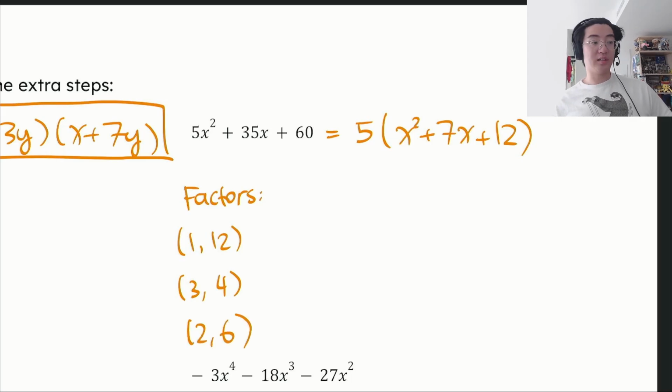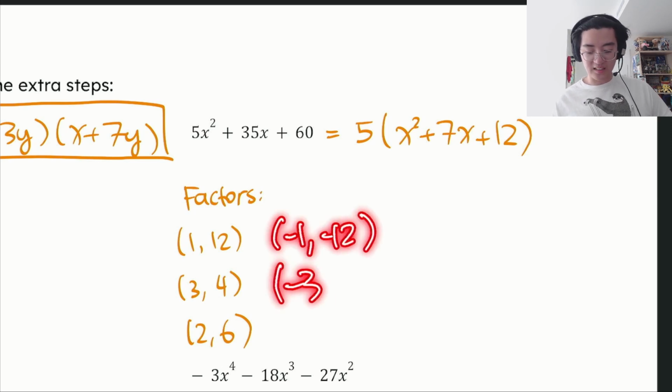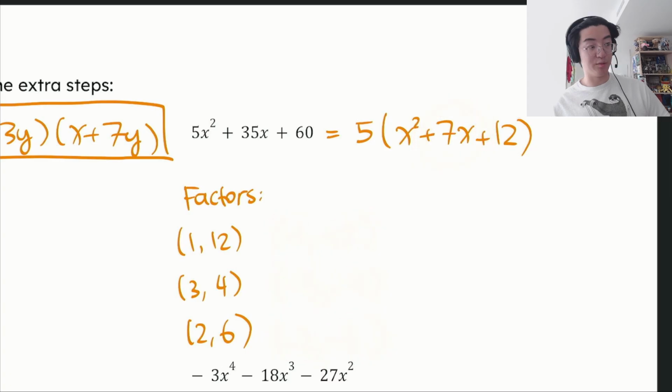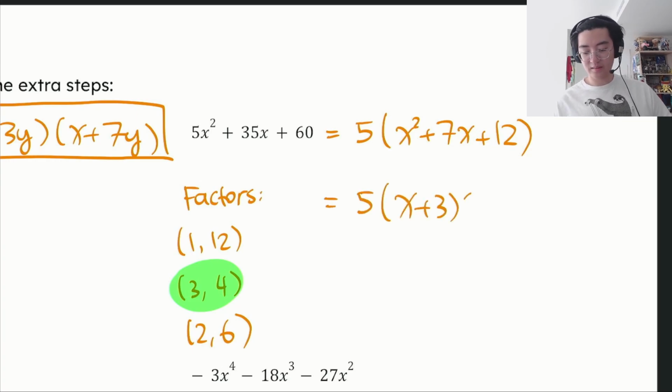So we only have 3 to watch out for. Again, the negative factors are still factors of 12, but because they all add up to a negative number, and our middle number here is positive, we actually don't have to worry about it. Okay, so which one add up to 7? 3 and a 4. Okay, make sure to not forget about the 5 that we factored out earlier.